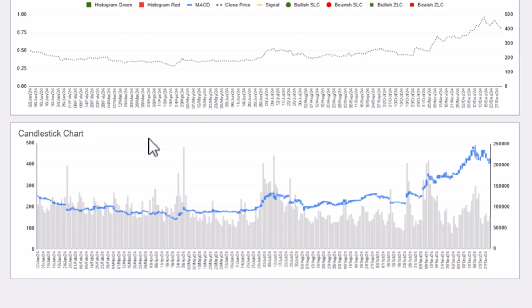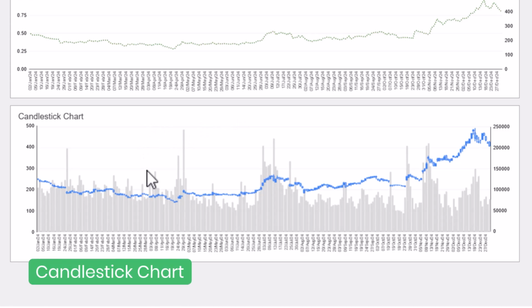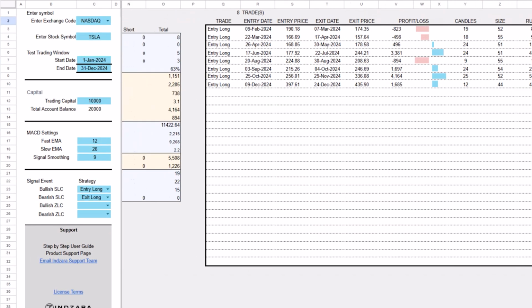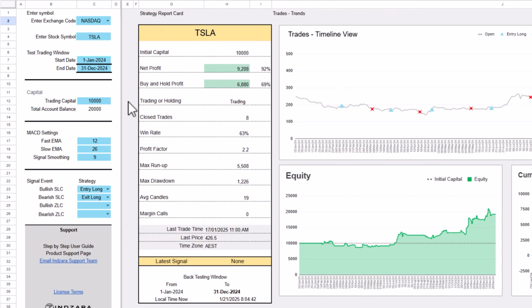Now finally, we have the bottom chart, which is the candlestick with the volume bars. So what you see in the background, the bars are the volume bars, and then you have the standard candlestick chart. Now this is all automatically calculated. All you have to do is put in these 6 different inputs which are highlighted in blue on the left here, and once you do that, all the other calculations are automatically done for you.